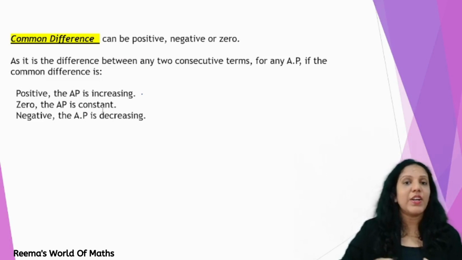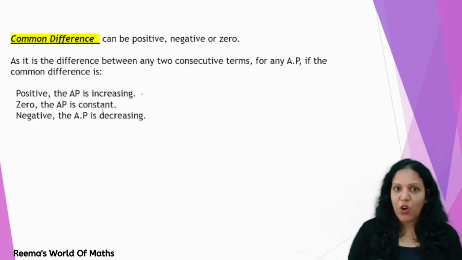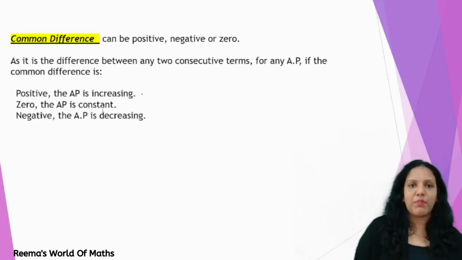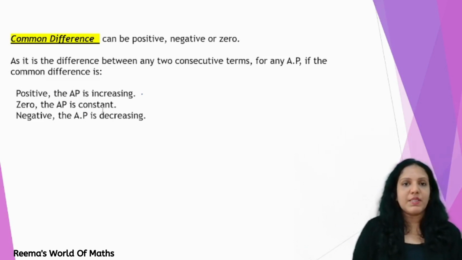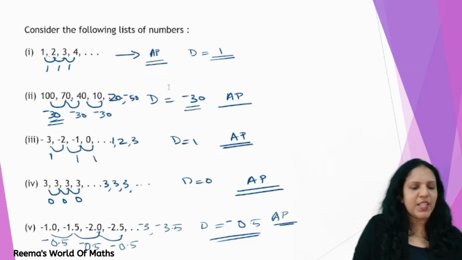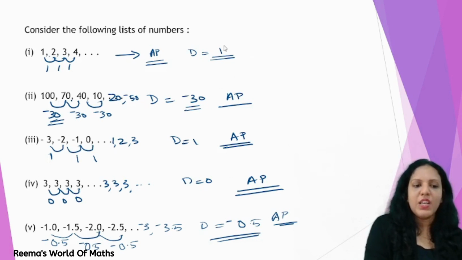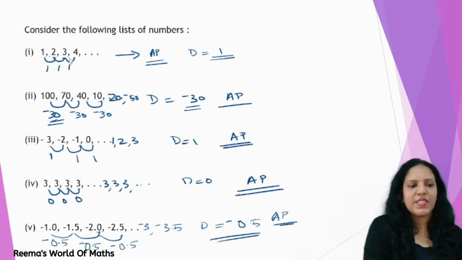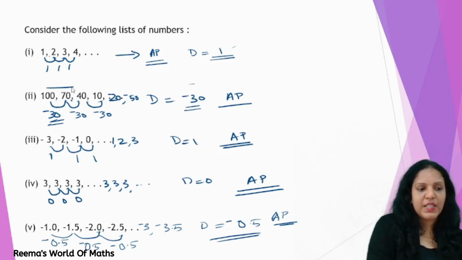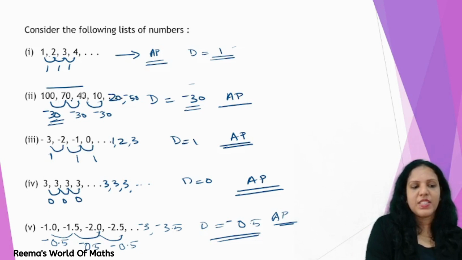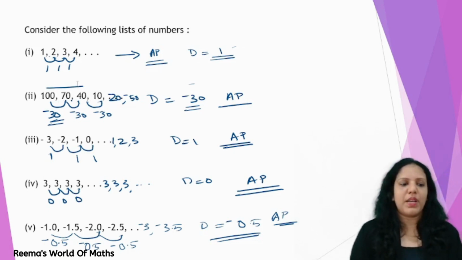An AP can be in an increasing pattern, a constant pattern, or a decreasing pattern. If the common difference is a positive number, as in the first example where the common difference was 1, then the AP is in an increasing pattern. In the second one, the common difference was a negative number, minus 30, so the AP is in a decreasing pattern, which is 100, 70, 40, 10. That's a decreasing pattern.